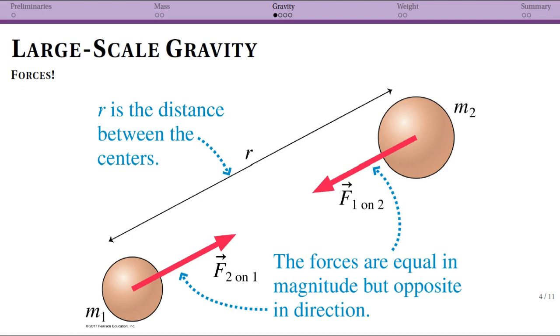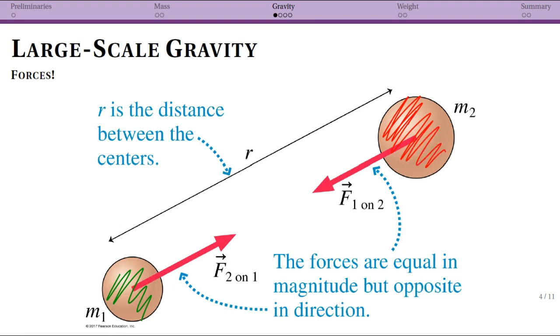Now I want to talk about gravity. And once we start talking about gravity, we need to talk about forces. So gravity isn't just on Earth. Gravity can be defined for any two masses. And so in this case, you can think of these as being out in space. Maybe this is a planet and this is a star, right?